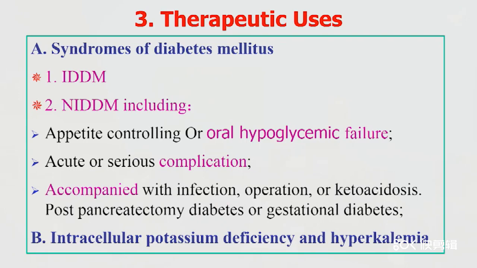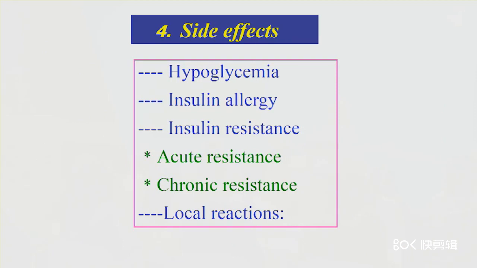Just now you gave us the right answer. So now we should know insulin's adverse reactions. Diabetes mellitus patients who use insulin will have these adverse reactions. The first one, hypoglycemia. Second, insulin allergic reaction. And the third one, a very difficult problem: we still don't know how to treat insulin resistance. Insulin resistance includes acute resistance and chronic resistance. The last adverse reaction of insulin is the local reaction, lipohypertrophy.